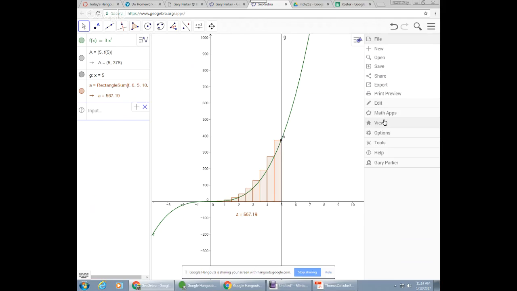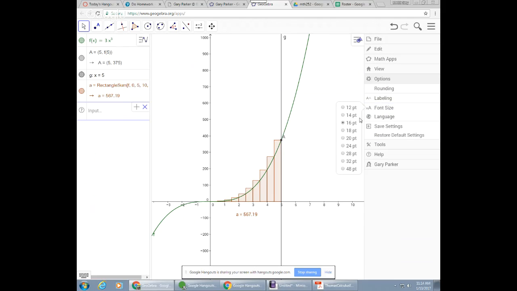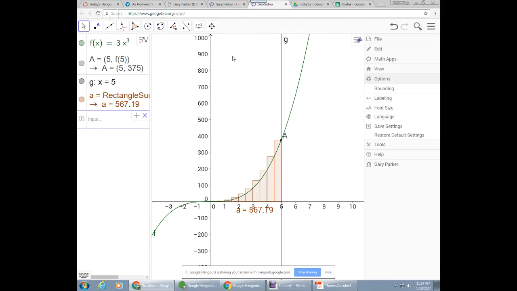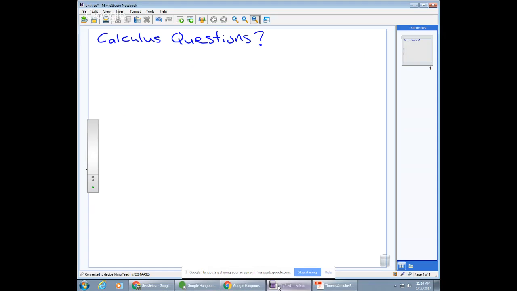Let's blow up the font. Let's see, I want options, font size, 24. Let's go even bigger, 28. All right. Okay, so that's the ballpark of stuff I'm looking for. So next thing I need to do is actually calculate it.